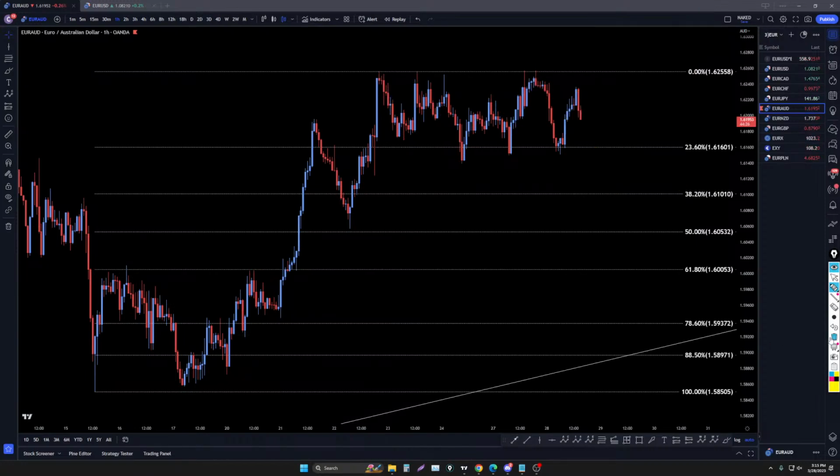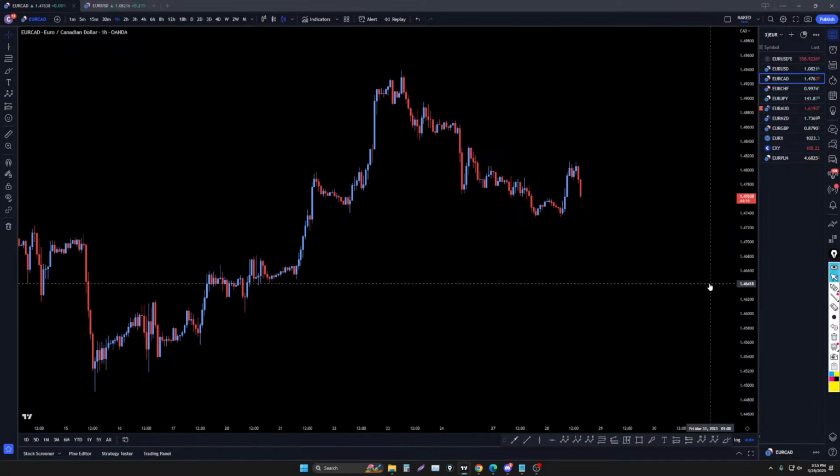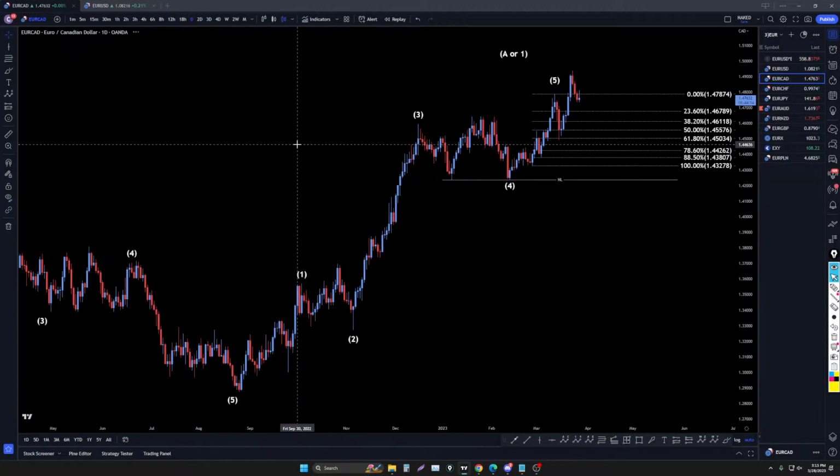Euro Canadian might be a good short, huh? Let's see, the Euro Canadian. Oh yeah, look at that. 3 waves up right there. That is a good little short, I bet. I don't really know what's going on on the longer time frames, but it definitely looks like a short right there.